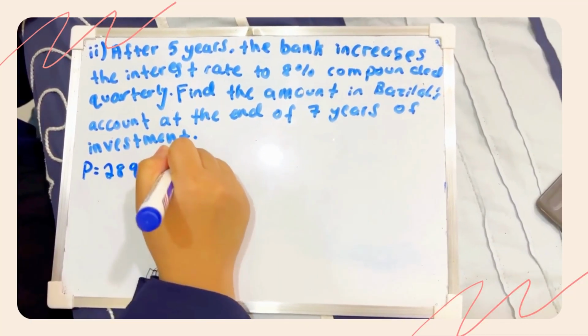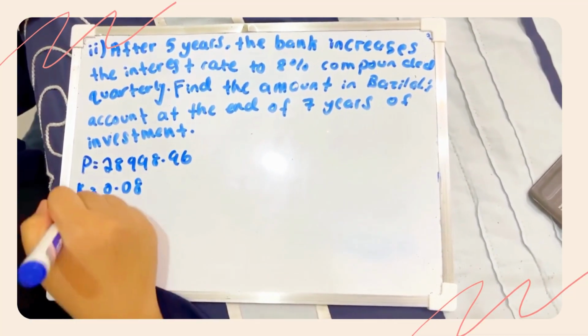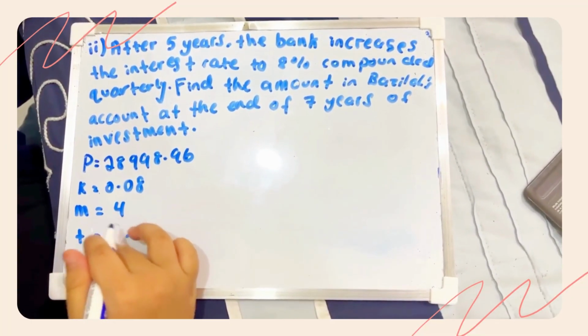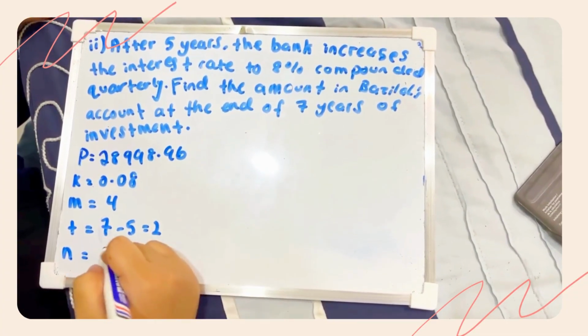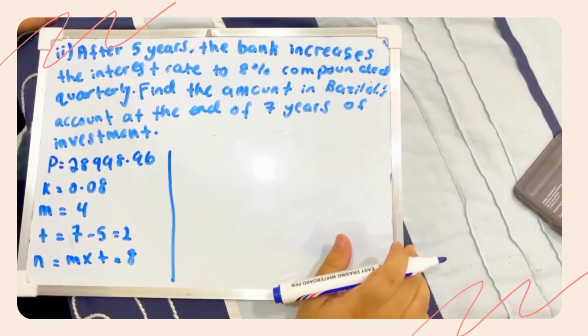P is 28,998 ringgit 96 cent. K is 0.08. M is 4. Because we need to find another 2 years, so T is 7 minus 5 equals to 2.